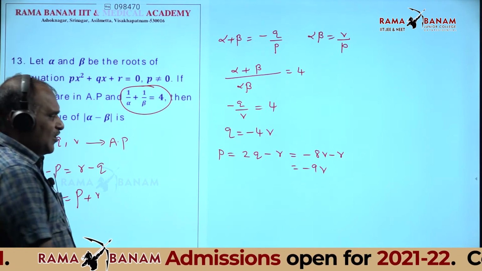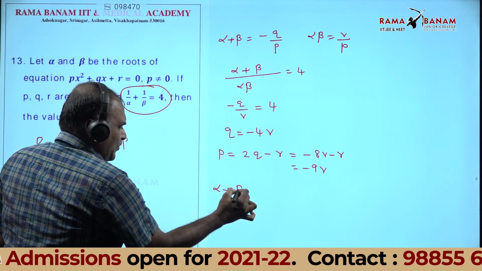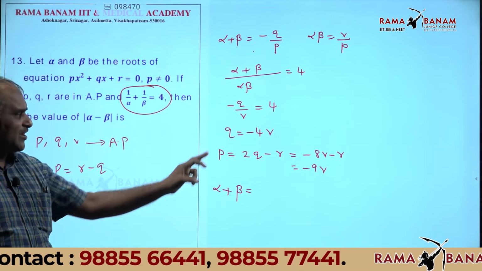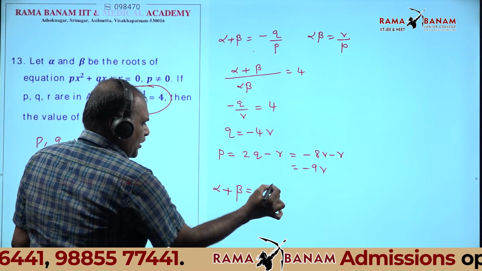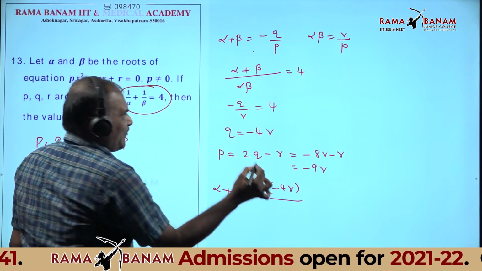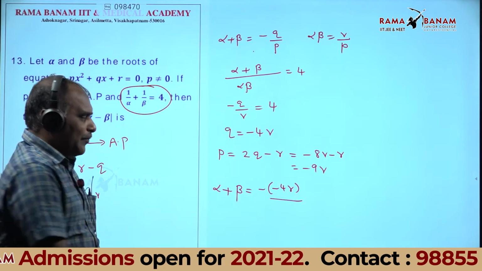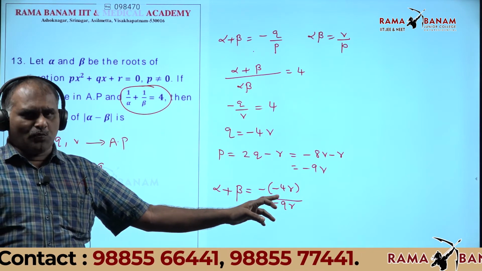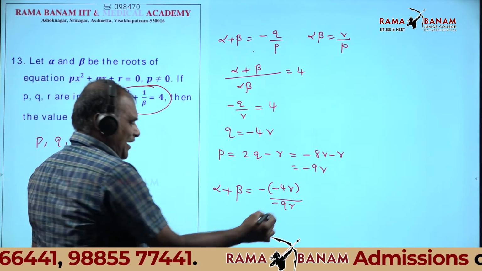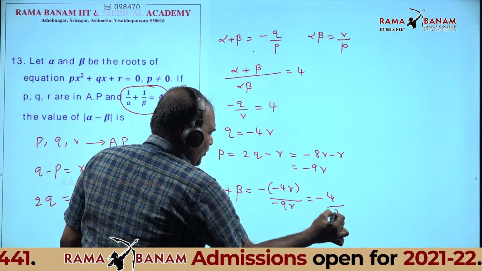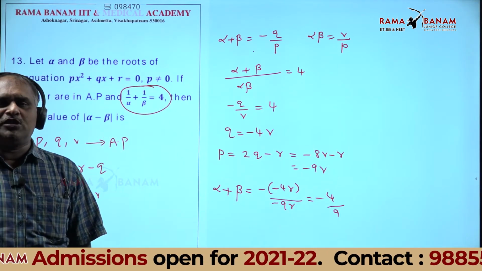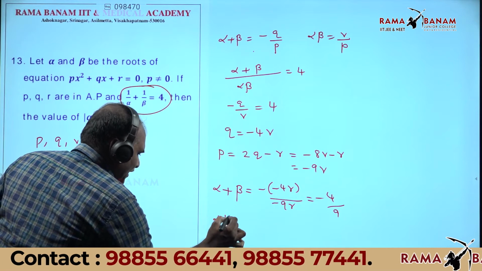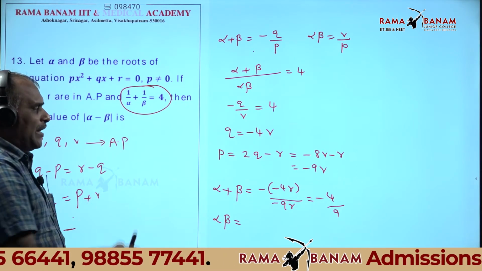Therefore, observe. First you can find alpha plus beta. What is alpha plus beta? Minus q by p. But what is q equal to? Minus 4r. Minus 4r divided by, what is p equal to? Minus 9r. Listen, negative of negative is positive, but again negative will be there. That is equal to minus 4 by 9. Any doubt up to this one?